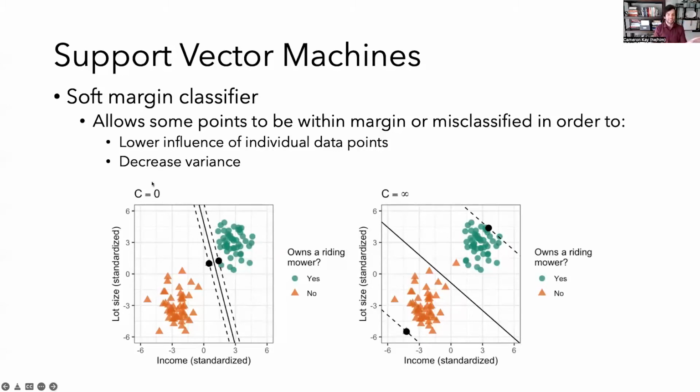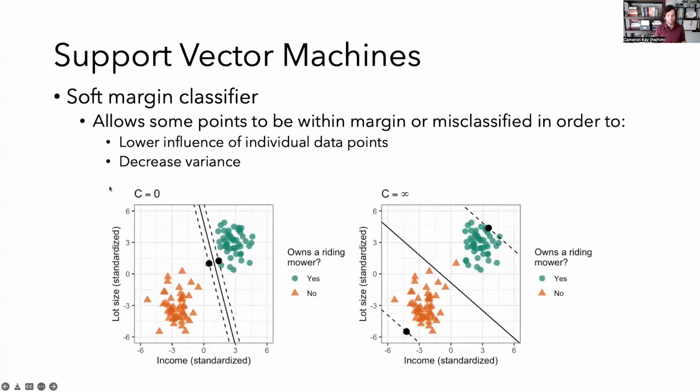So with this C equals 0, we're saying, okay, I'm going to have a hard margin. Everything on this side better be in this one group. Everything on this side better be in this other group. And with a C of infinity, we say, okay, well, let's go to the farthest points, draw a line, and we're allowing some kind of misclassification in between.